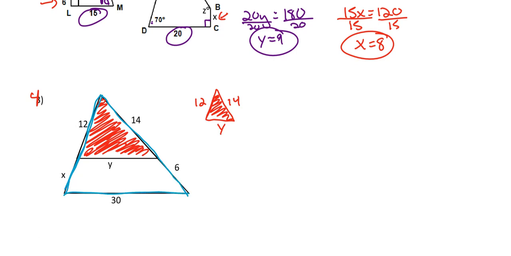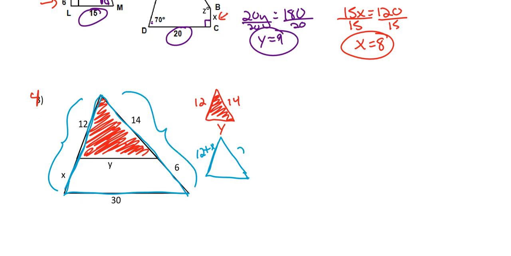And in the big triangle, for the sides, this side is 12 plus x. This side is 14 plus 6, which is 20. And the bottom is 30. All right, so those are the sides. So now that I have everything labeled right, now I'm going to do the proportions.